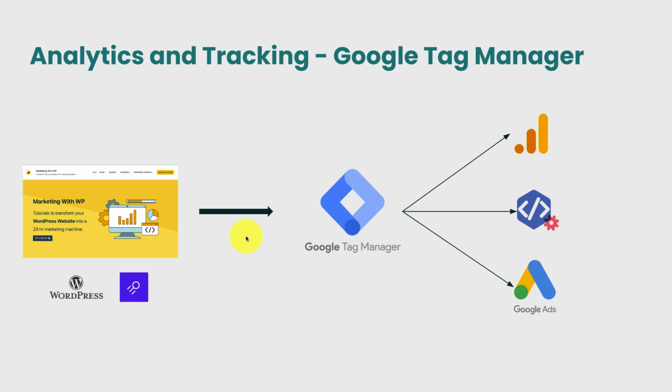There's a few ways, right? The way I use analytics and tracking for marketing with WP is I use Google Tag Manager that goes to Google Analytics. In the example, I'm going to show you two ways: either directly using Google Analytics and implementing it on the website using SEOpress options, or using Google Tag Manager.